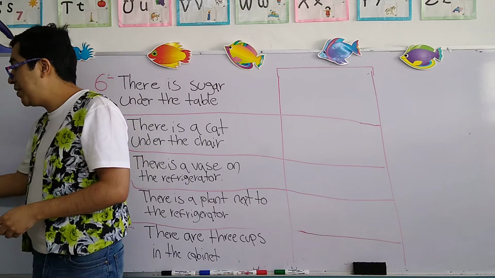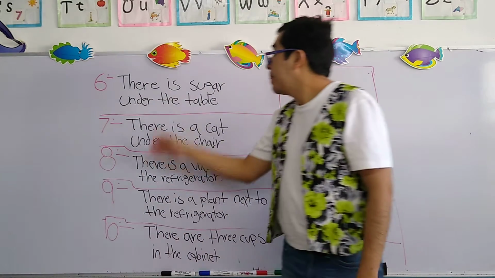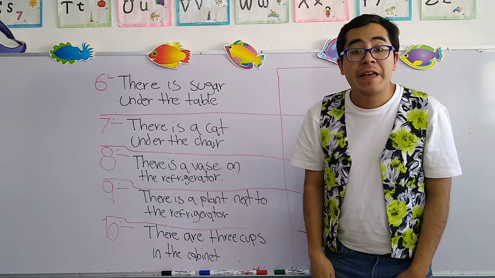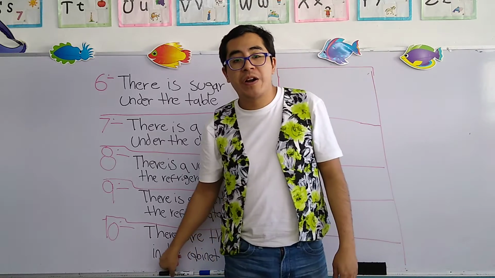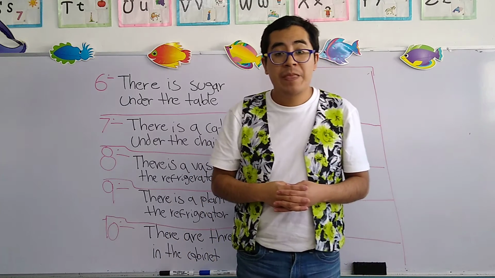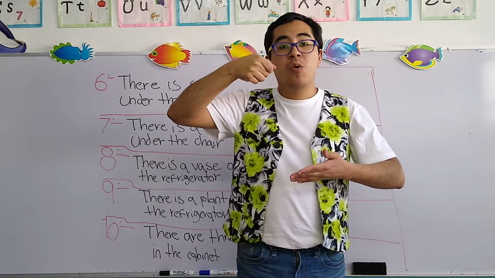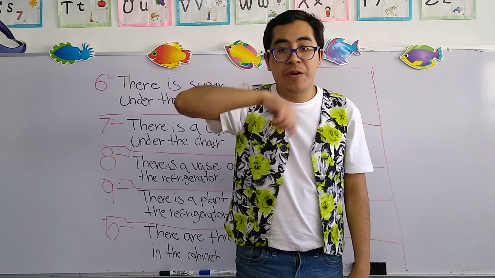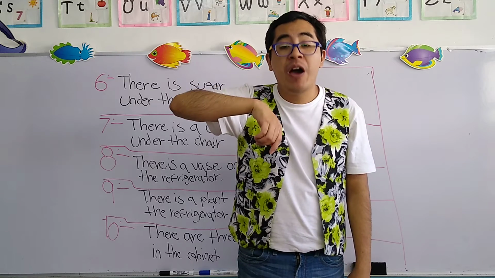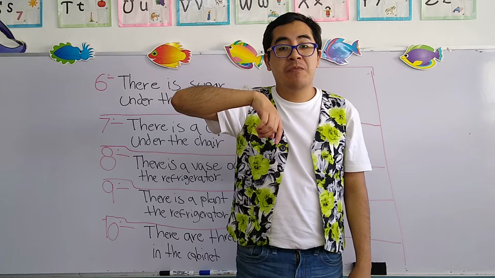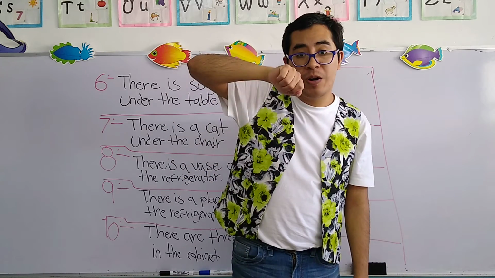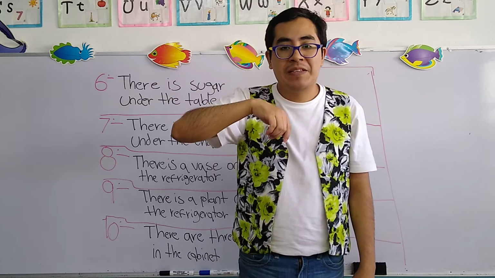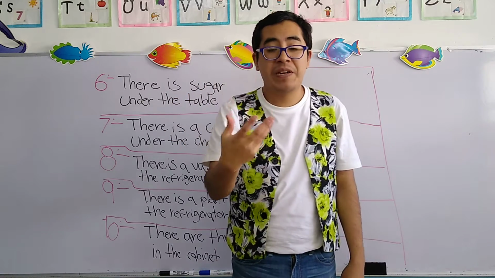The 6th sentence says, there is sugar under the table. Now, first of all, sugar. Now I'm going to tell you what sugar is. Whenever you eat cornflakes or whenever you prepare flavored water, cada vez que preparan agua de sabor, you need to add sugar. Tenemos que agregar azúcar so we can eat it, para que lo podamos consumir y sepa más rica.